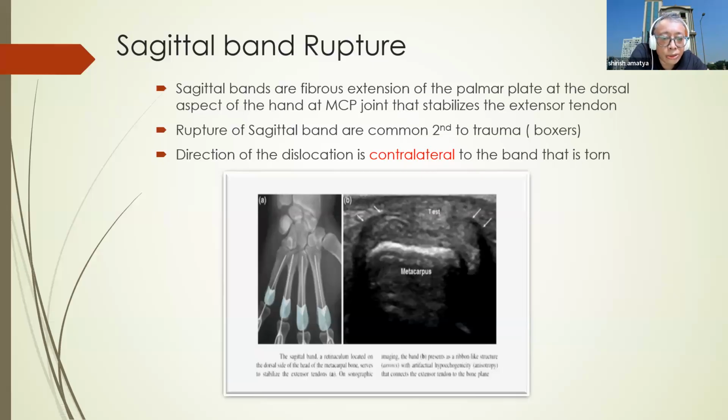Trauma or rupture of the sagittal band is very common. It usually occurs secondary to microtrauma or trauma, usually seen in boxers and fighters. When they box, due to the repeated trauma, the sagittal band can be ruptured, and there can be dislocation of this extensor tendon, which I'll be showing in the next slide. Normally the extensor tendon will be dislocated to the contralateral side of the rupture of the band.